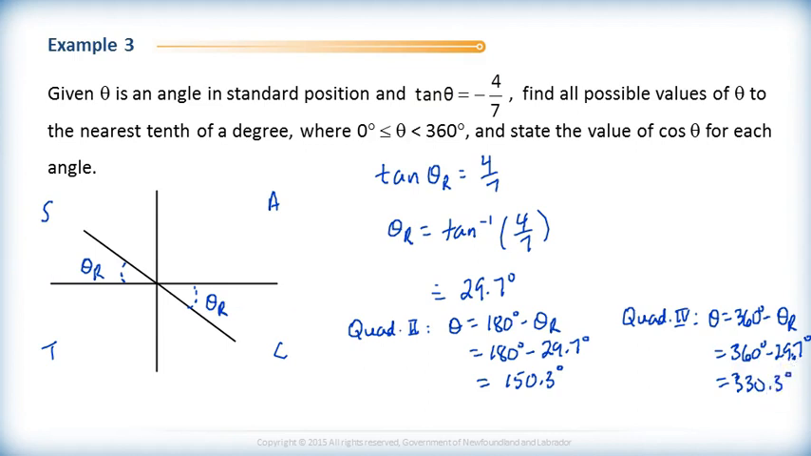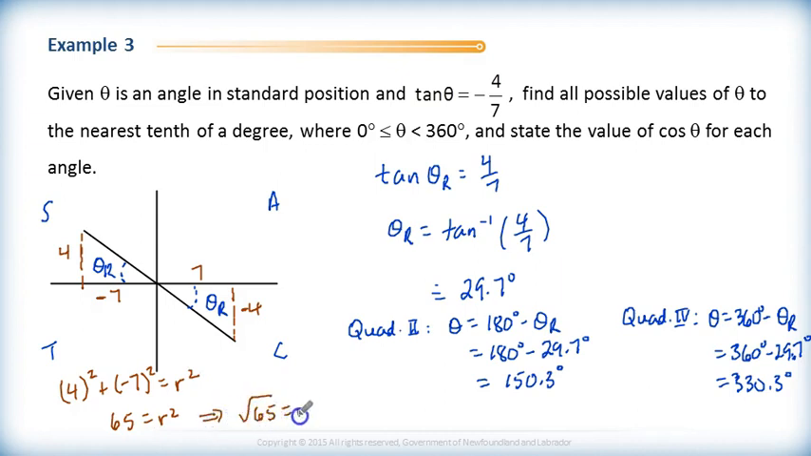Now we still have to find the cosine for each angle. So we construct our reference triangles. Tan is the y coordinate over the x, so the y and the x are 4 and 7 in each case. We keep in mind, though, which values are negative. Negative 7 in quadrant 2. Negative 4 in quadrant 4. Doesn't matter which one I use the Pythagorean theorem on, so I'll do that now. 4 squared plus negative 7 squared equals our r squared. So that gives us r squared is equal to 65, and therefore root of 65 is equal to r.